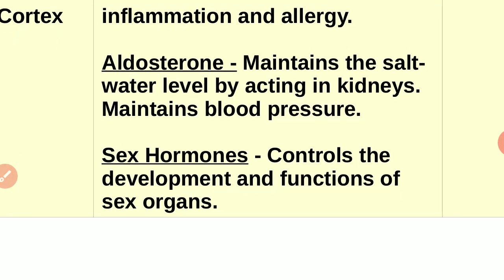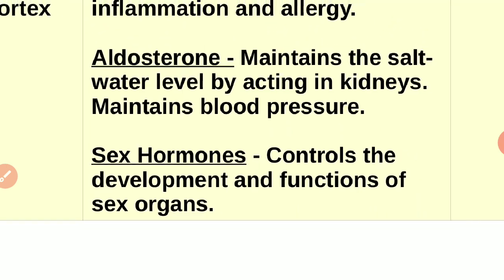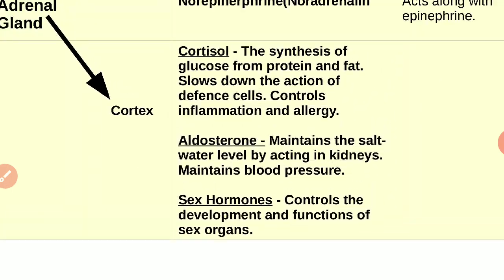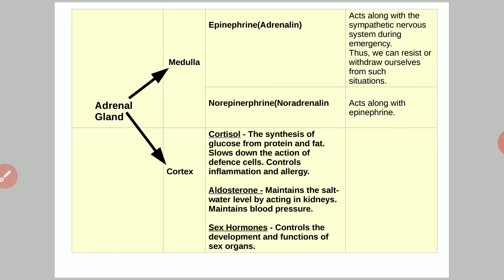Okay, aldosterone. Then there are sex hormones produced by the cortex, which control development and function of sex organs. We will learn the gonads, the main sex glands, later. Other than these main glands, the cortex also produces sex hormones in male and female. We will learn in detail about the sex glands when we learn the gonads, testis and ovary later.